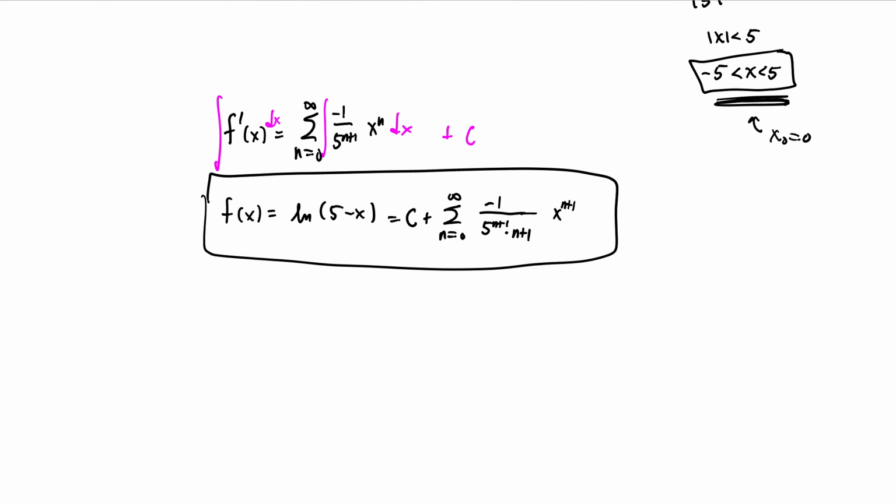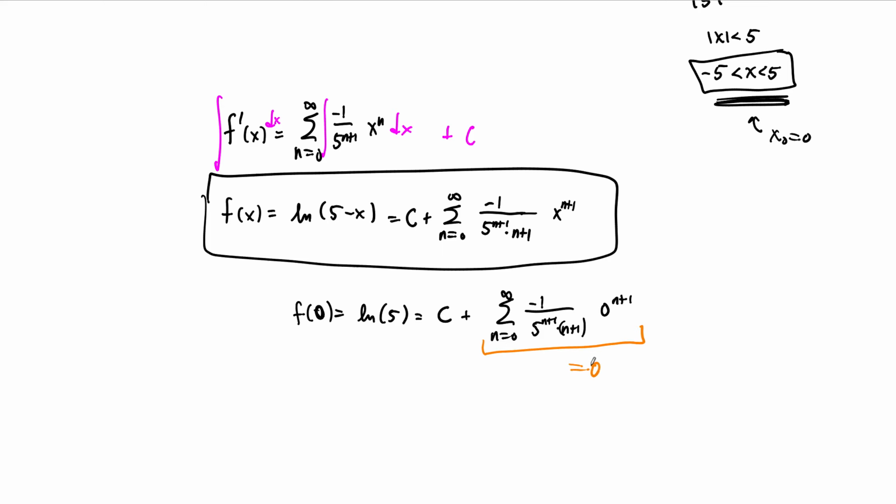And what we can do is plug into our power series then, and we can write f of 0 is equal to log of 5 minus 0, which is just ln of 5, which equals c plus the sum, n goes from 0 to infinity, negative 1 over 5 to the n plus 1 times n plus 1, all times 0 to the n plus 1. Well, what happens with this term? This term is 0, right? You just add up a bunch of zeros, you get 0.